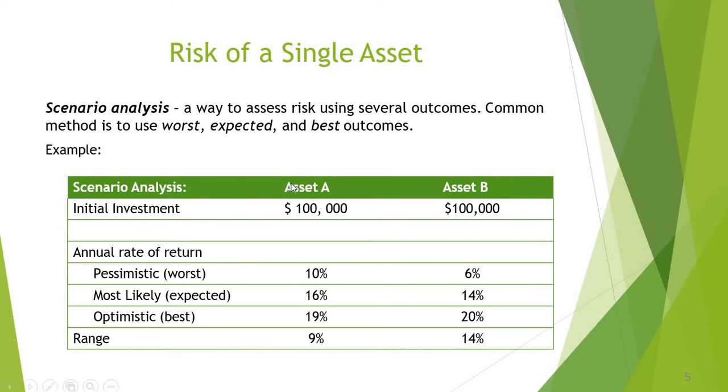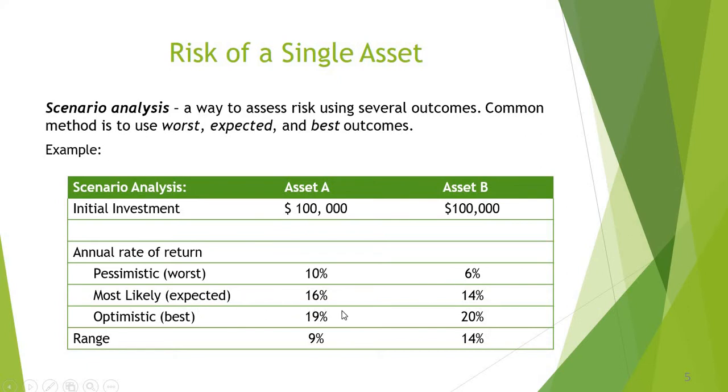Assume that you have two assets to invest, asset A and asset B. Both assets require $100,000 initial investment. Now let's look at the annual rate of return under three scenarios, which are worst, expected, and best situation. So if it is in a worst condition, asset A will give you 10% return, and in the same situation, asset B will give you 6% return.